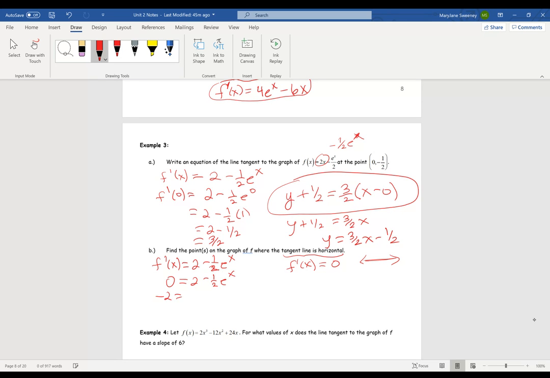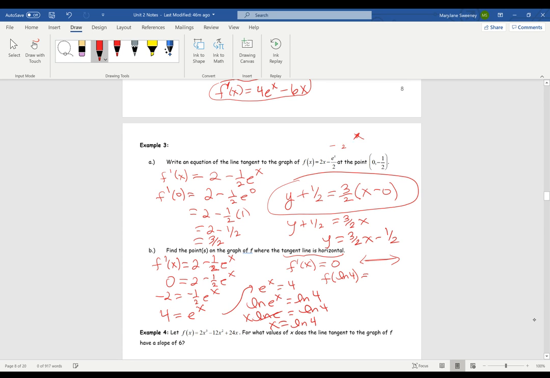And then we solve. Divide by negative 1/2 or multiply by negative 2. We're going to get 4 equals e to the x. Just a reminder from earlier, we would take the ln of both sides. So ln e to the x equals ln 4. Use the power rule to bring the x in front. Ln e is 1, so x is ln 4. To get the y coordinate, we're going to do f of ln of 4.